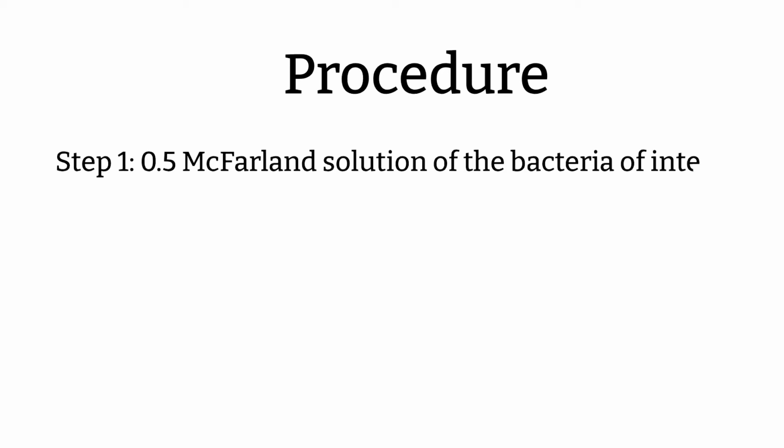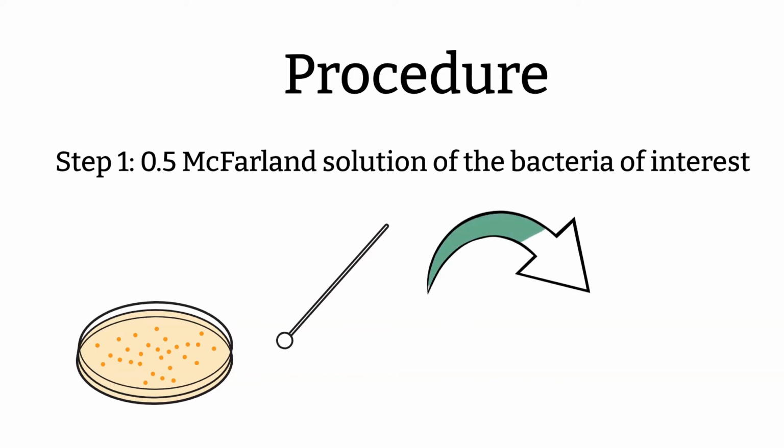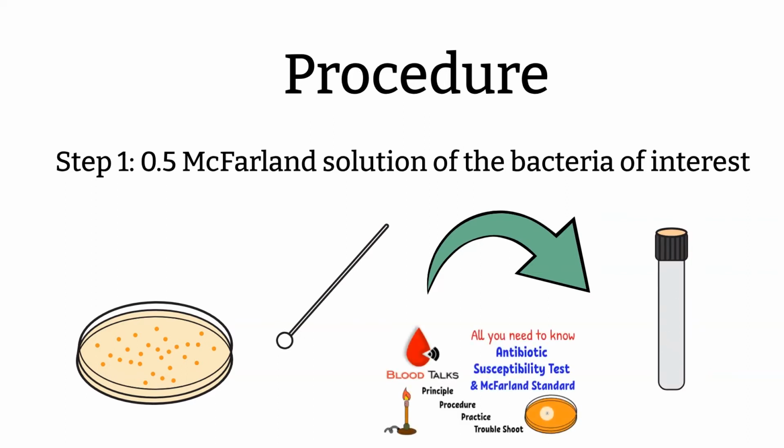Procedures. First, make a 0.5 McFarland solution of the bacteria of interest. Make sure that you select a few individual colonies to make the solution, not a big patch of bacteria. This is to make sure that you are well representative of the bacteria of interest. I explained how to make 0.5 McFarlands in detail in the disk diffusion video, so please check that out if you need to review.